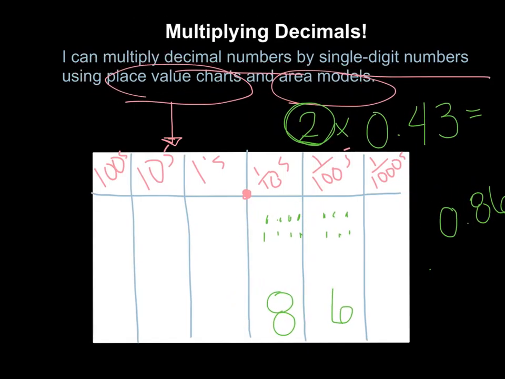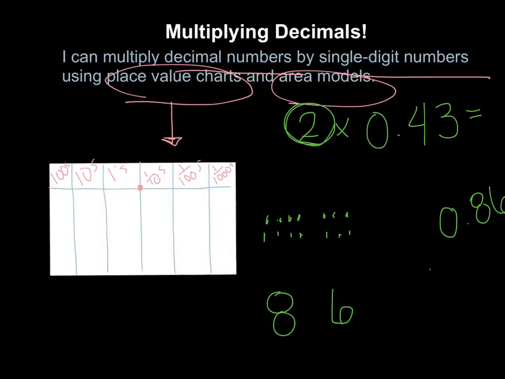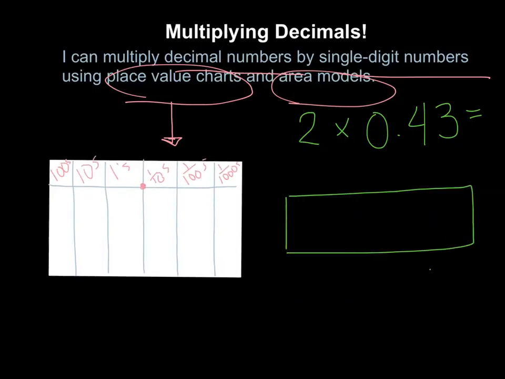Okay, so now is the time that we are going to try to use an area model to solve the same problem. So for the area model, we represent one value on the side and one value on the top. So we're going to go ahead and represent our 2 on the side, and we have 2 values that we want to represent for 43/100. So we're going to put 2 columns and put our 4/10 here and our 3/100 here.